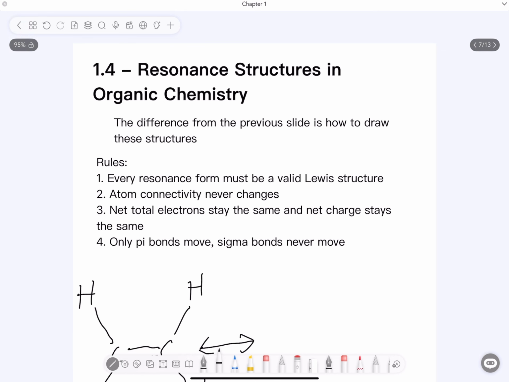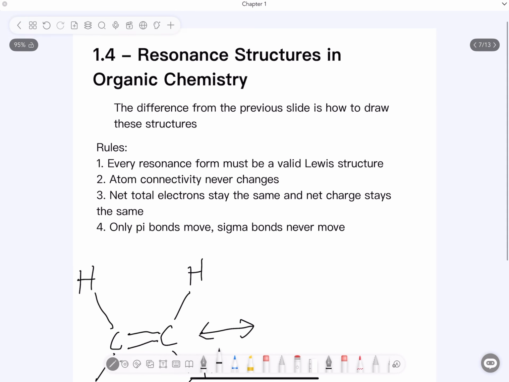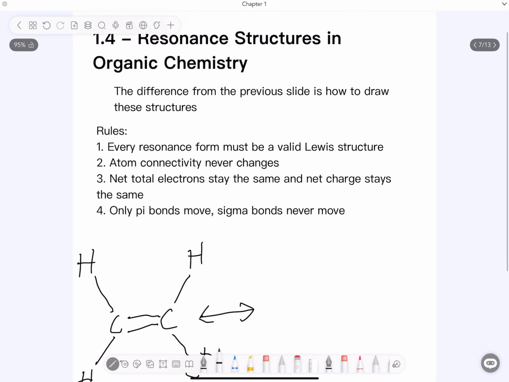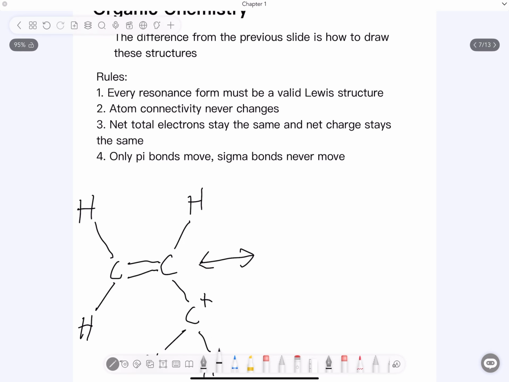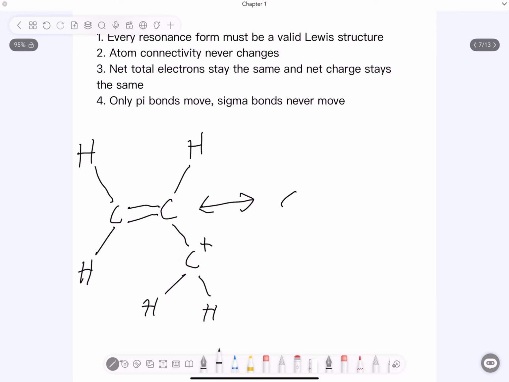And resonance structures in organic chemistry, this is basically the difference in how to draw these. The rules are that every resonance structure must be a valid Lewis structure. Atom connectivity never changes. Net total electrons stay the same and net charge stays the same. Only pi bonds move, sigma bonds never move. So we can draw out the sigma bonds because we know that these never move.